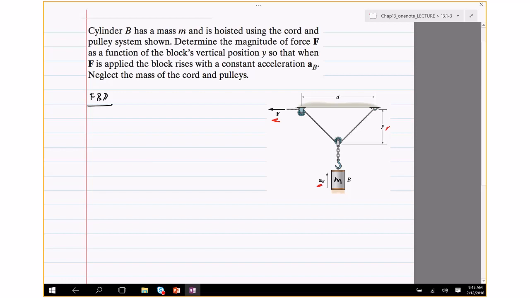Okay, so let's draw the free body diagram for the mass. mg acts downwards. There is tension in the cable, so let's call it T. If I write F equals ma for that, I will have mg and T, but T is an unknown, so I need to somehow relate that T to F. So what I do is draw a free body diagram for this pulley.